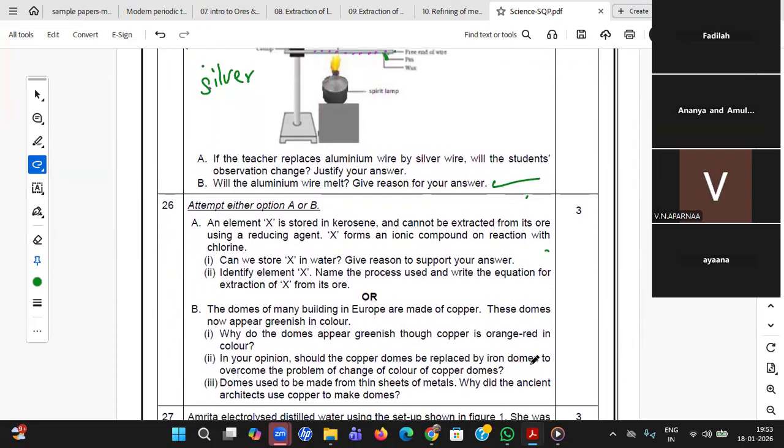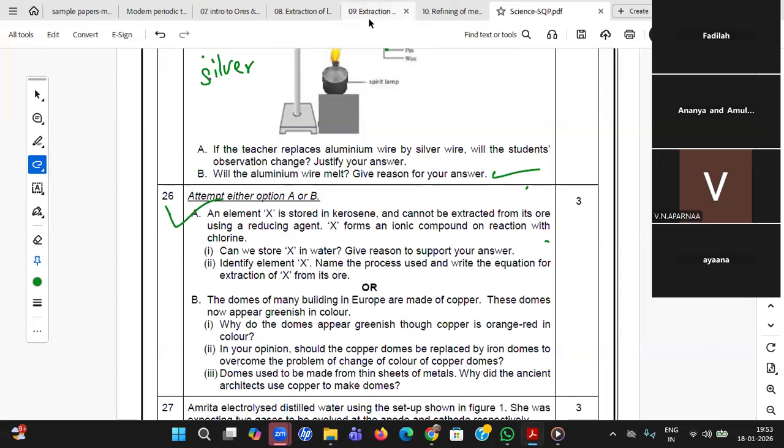26th question, A. Ananya, Amulya, are you there, student? I don't know whether you are watching it or not. Please give the answer, Ananya, Amulya. I want the answer from you both now. Harshini, Ruchita, so what is the question? I have not read the question.